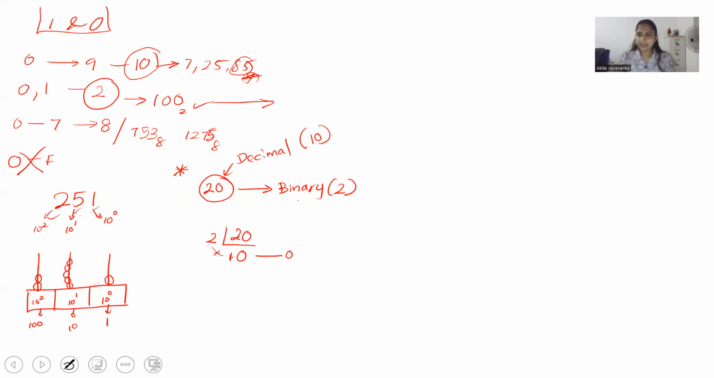We can represent that value as 0. Right? Okay. Then we can continue until the final value comes to 1 or 0.